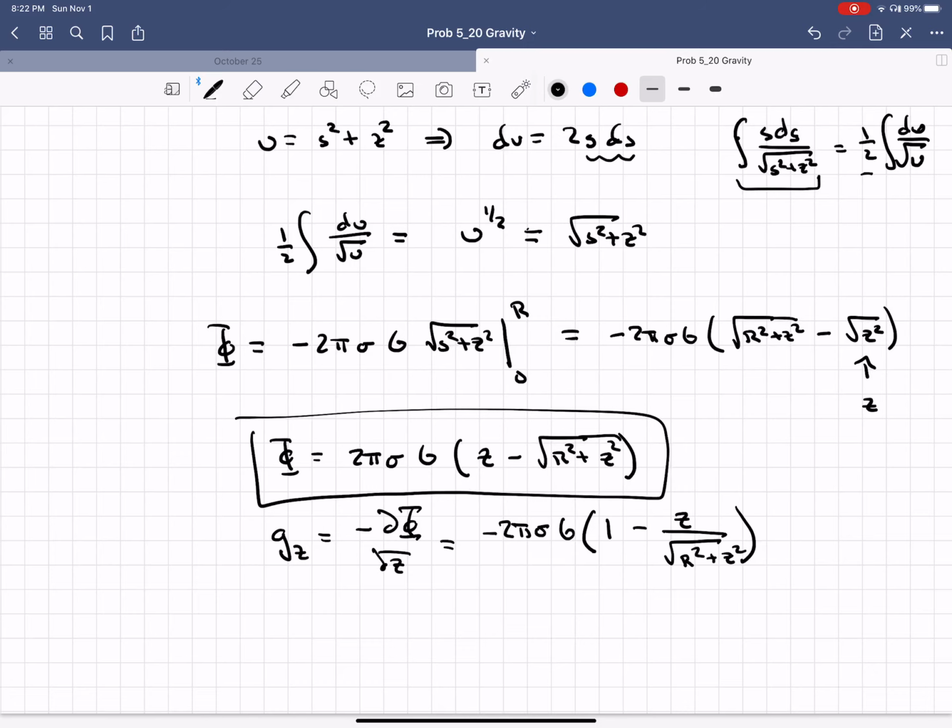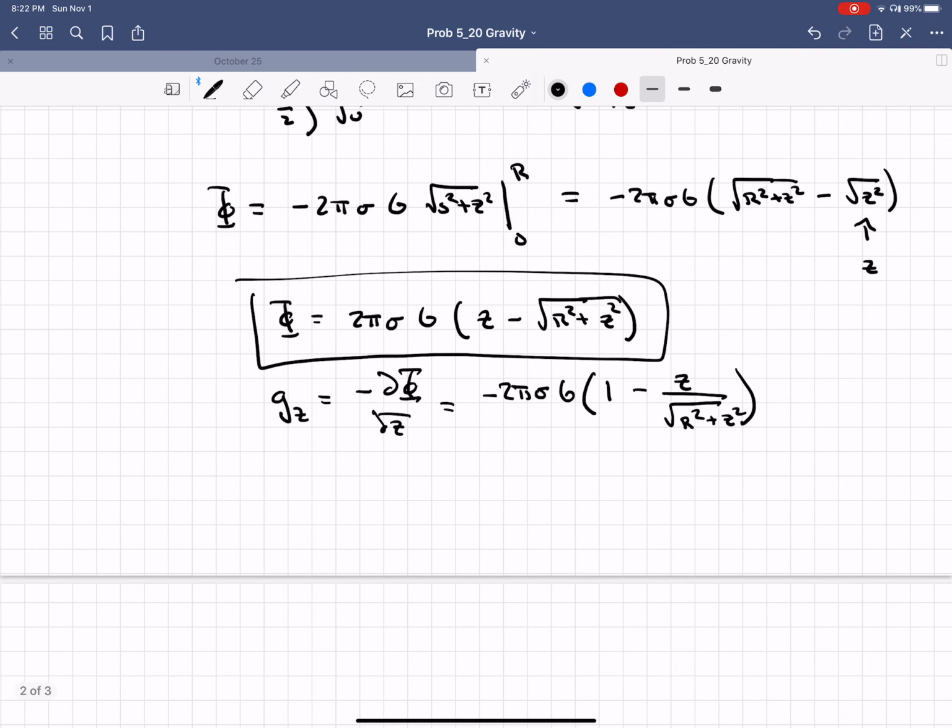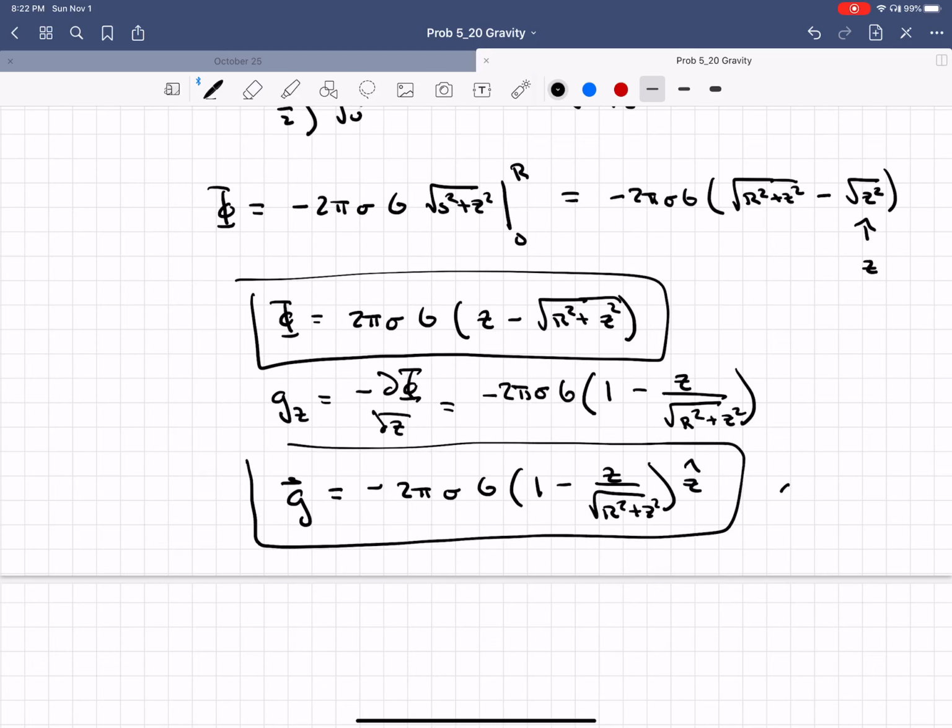So as a vector statement, I can say that g vector is minus 2 pi sigma G times 1 minus z over the square root of R squared plus z squared z hat. And so since I have mass here, and this is along the z-axis, if I had mass here and I'm up at some point P along the z-axis, then the g vector is clearly going to point downwards towards the mass, which is why I have this minus sign.